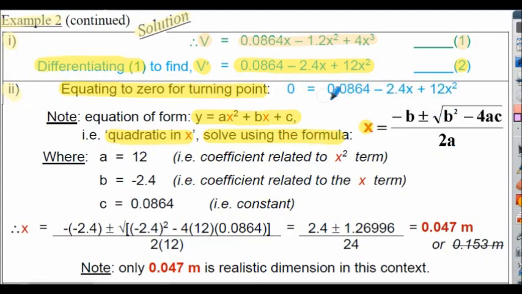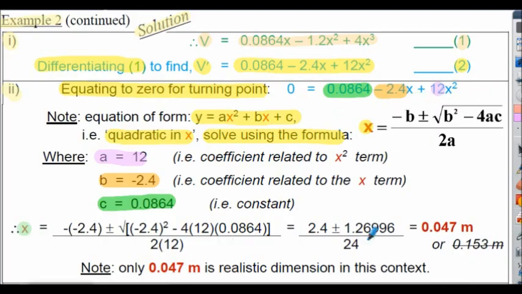And just notice for reference, when reading the quadratic, the a associated with the x squared term is positive 12. The b associated with the x term is negative 2.4, and the c, the constant in the equation, is 0.0864. So be very careful when extracting the a, b and c. The generic equation is shown as y is equal to ax squared plus bx plus c, but the equation we've derived, equation 2, is essentially in the form of c plus bx plus ax squared.